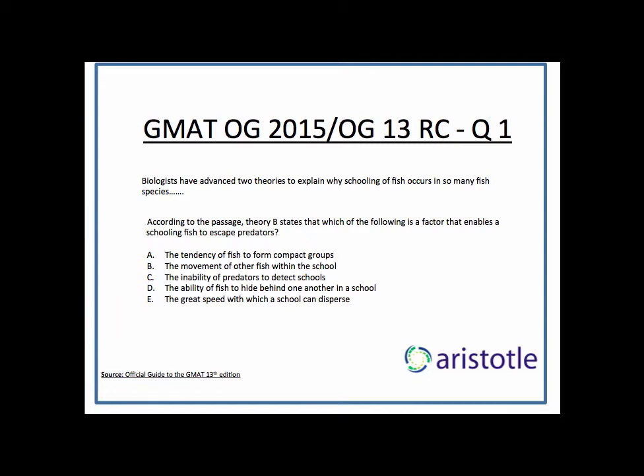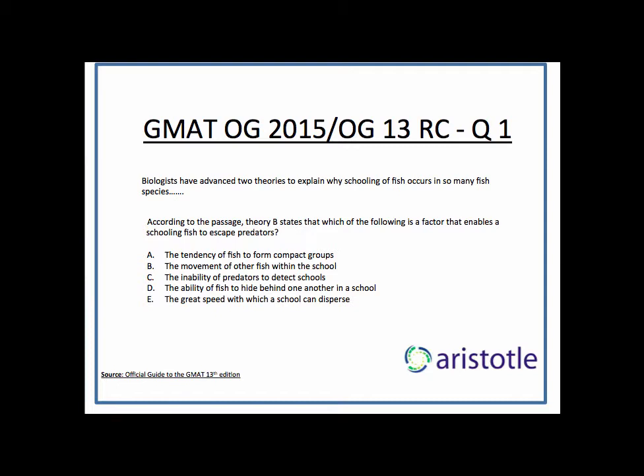So the first question that you can now see on your screen is, according to the passage, theory B states that which of the following is a factor that enables a schooling fish to escape predators. So before I go to the options, I will think in my mind, theory B was basically talking about the confusion effect. So confusion in two ways. One, the predator cannot decide which fish to attack. Second, even if it can decide which fish to attack, it gets confused by the movement of the other fish. One of those two should be the answer.